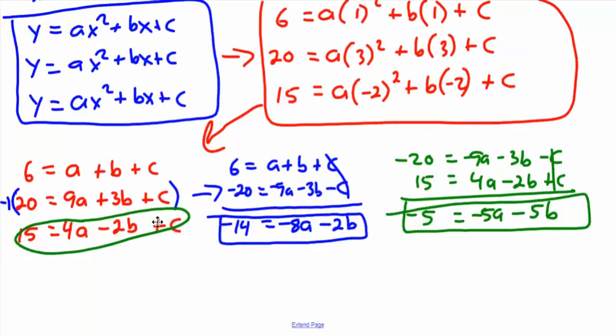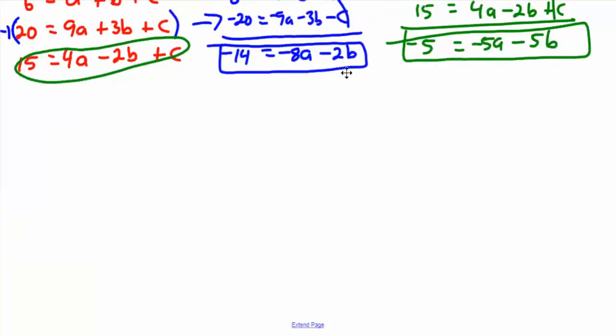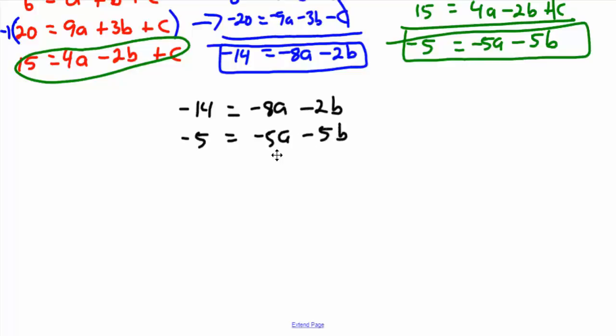I'm going to extend our page a little bit here. So I have these two right here. I have negative 14 equals negative 8a minus 2b, and I have negative 5 equals negative 5a minus 5b. And now I will solve my regular two-variable system. Looks like 5 and 2, that's a good one to use. 5 here and 2 here, but we need one of them to be negative. So let's do a negative up here.